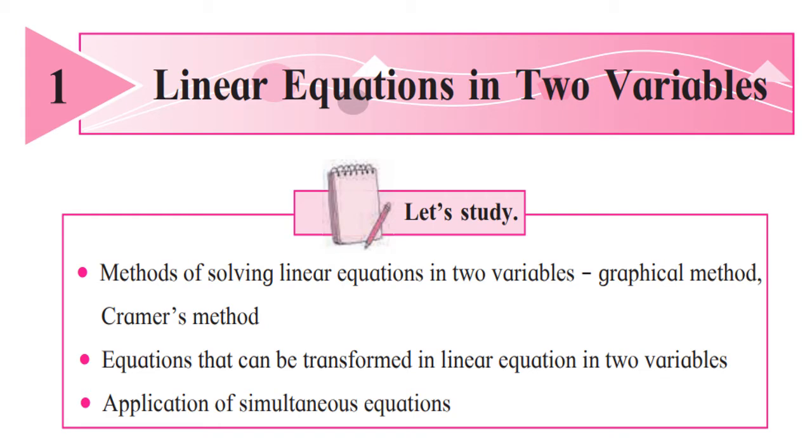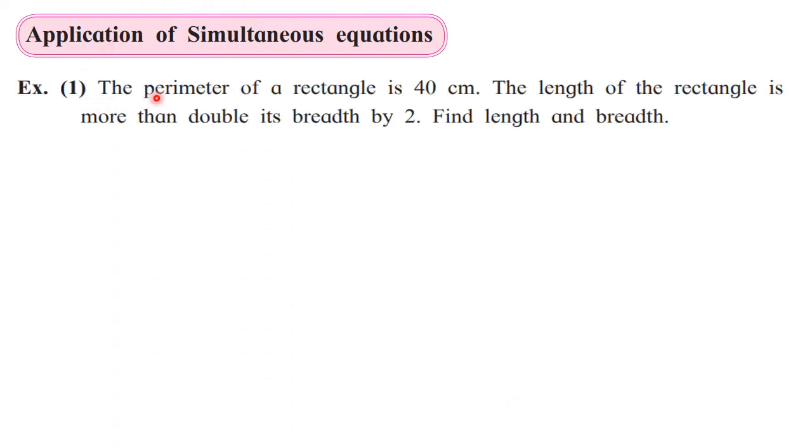Okay. So now let us move towards that topic. Since already we have studied about this, we are directly starting with the solved examples from the textbook. So here, the very first example is the perimeter of a rectangle is 40 centimeters. The length of the rectangle is more than double its breadth by 2. Find length and breadth.